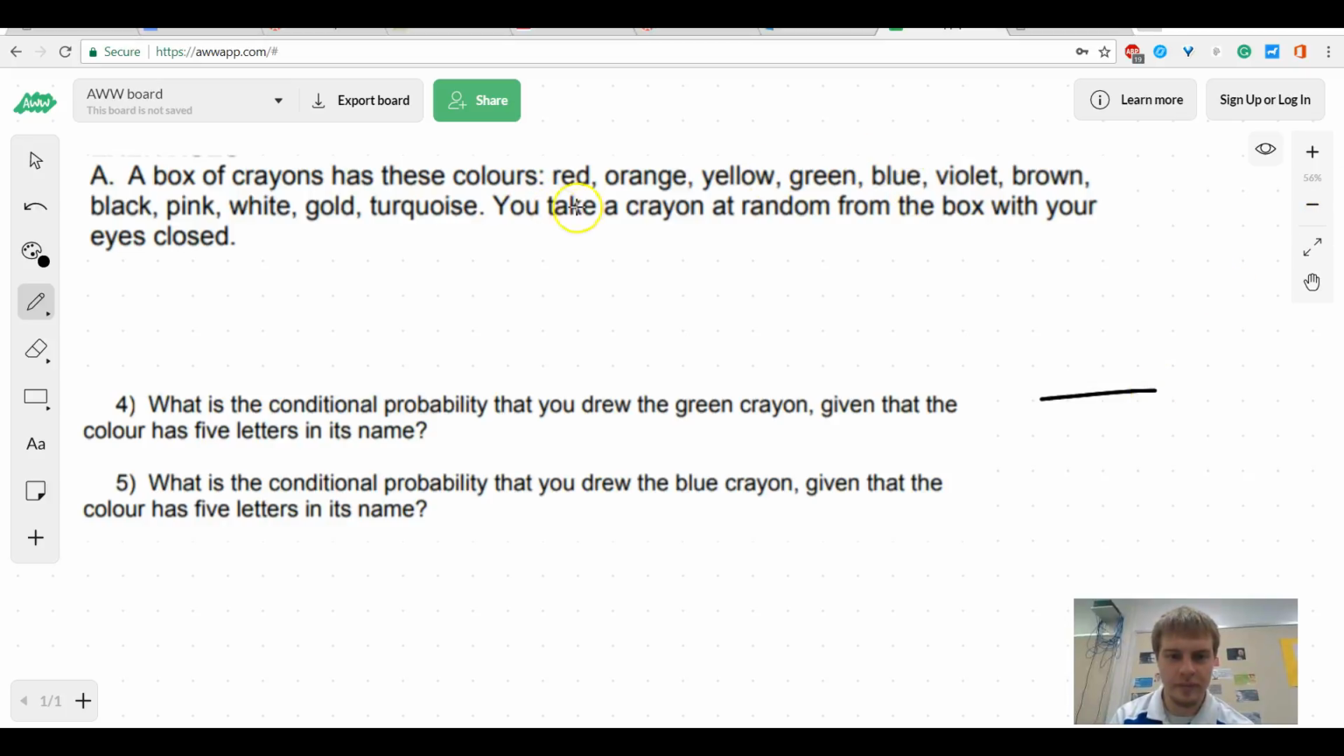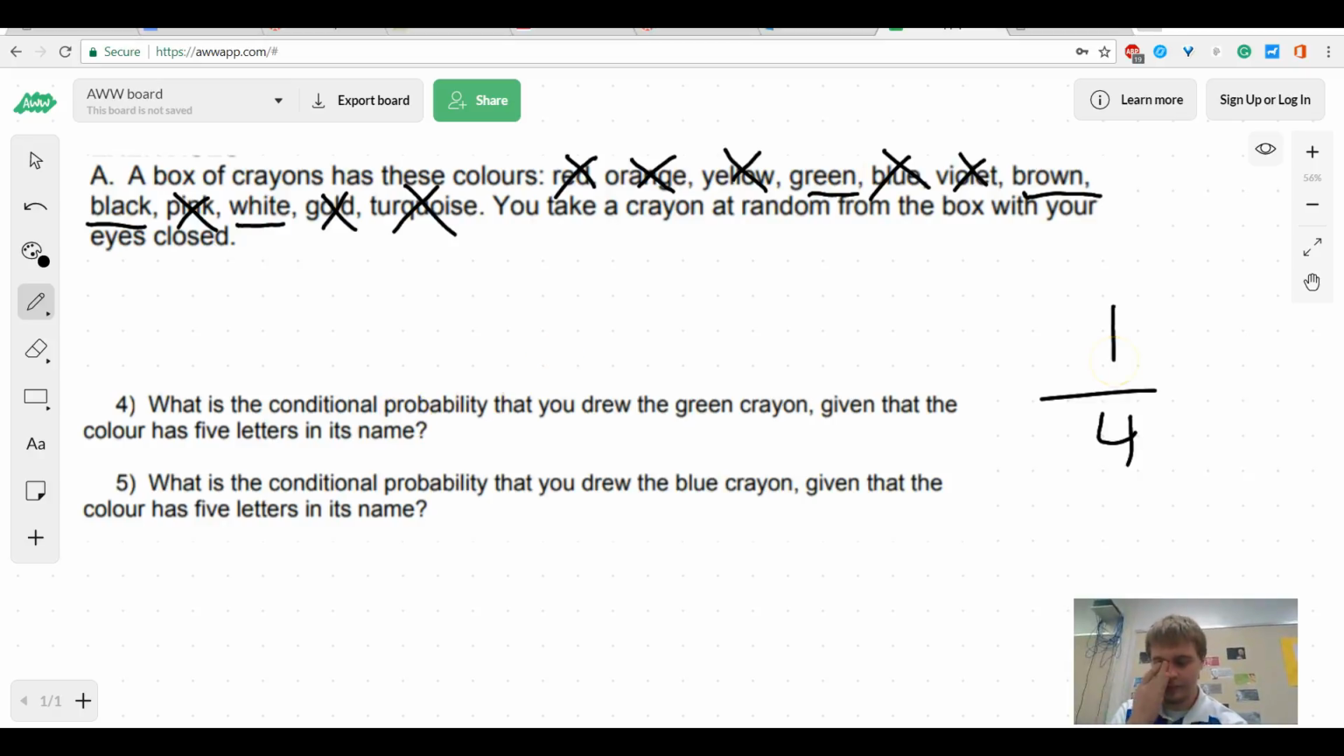So when I look at this, well, red doesn't have 5 letters, so it's out. Orange doesn't have 5 letters. Yellow doesn't. Green does. Blue doesn't. Violet doesn't. Brown does. Black does. Pink doesn't. White does. Gold doesn't. And turquoise doesn't. So then, instead of my total being all of the crayons from before, I'm only going to get 1, 2, 3, and 4. So it's 1 over 4. Okay? So that would be my probability, which is 25%.